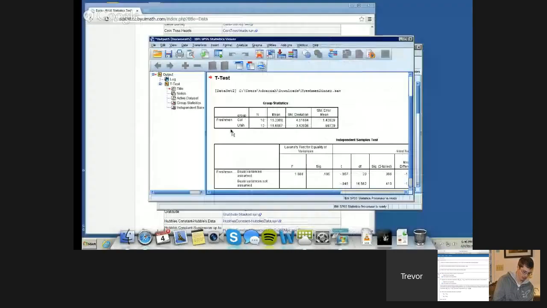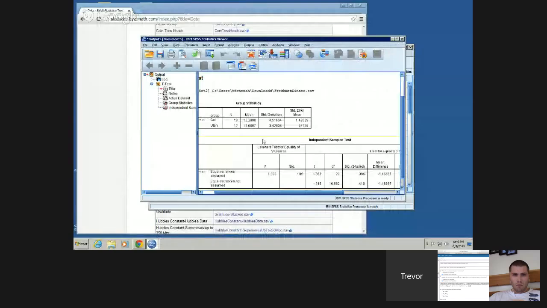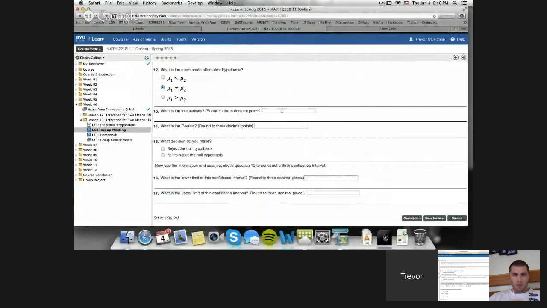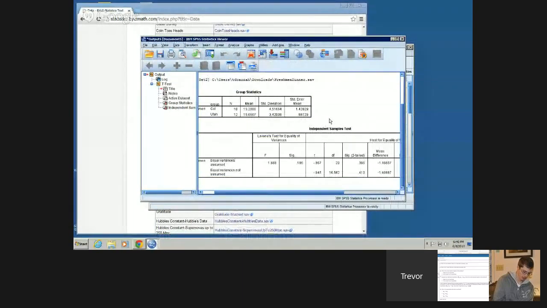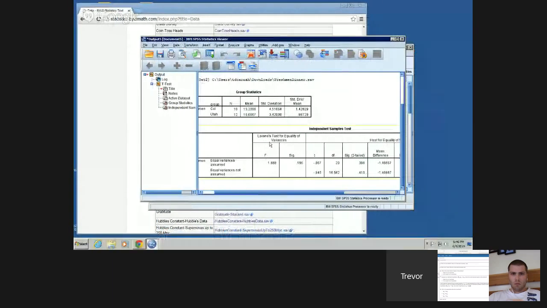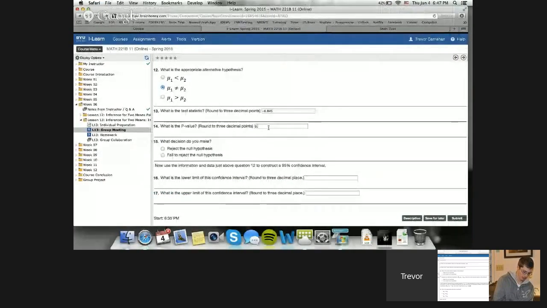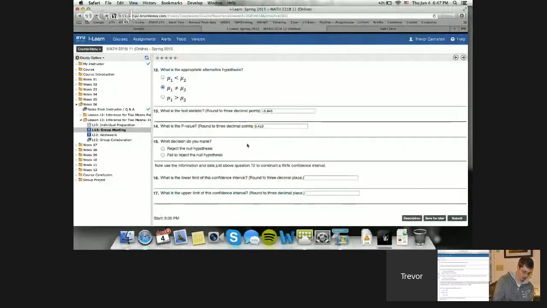What'd you guys get for 13? I got negative 0.845. That's what I got too, which is kind of weird because I already submitted mine and it says that it's wrong, but I checked it by watching another group's video session and that's what they got too. So I don't know what's wrong with it. I think it's just an error. Were the other ones right, like the p-value? Yeah, all the other ones are right. It's just that one's wrong, and I don't know why.